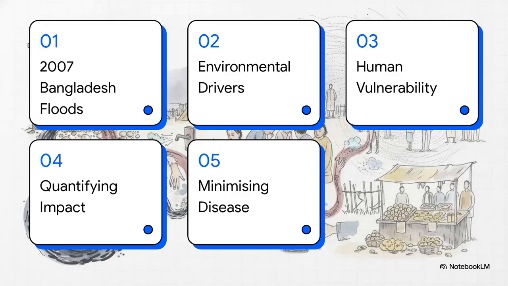Okay, here's our roadmap for today. We'll start by breaking down the 2007 Bangladesh floods, then look at the environmental drivers of the disease, human vulnerability and spread, quantifying the outbreak's impact, and finally, the strategies used to minimize the disease.